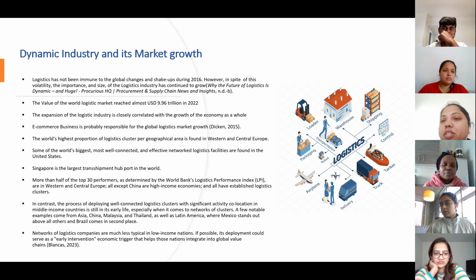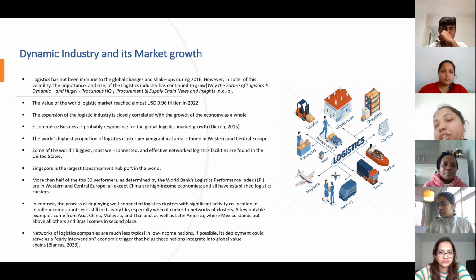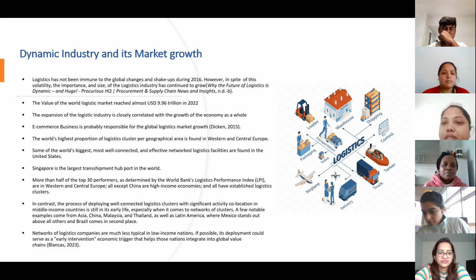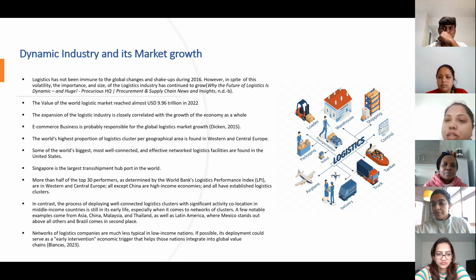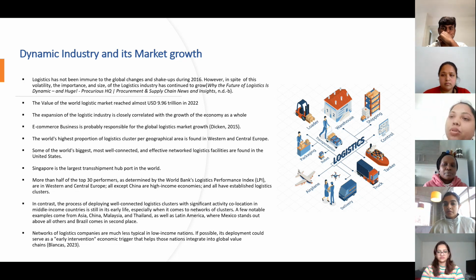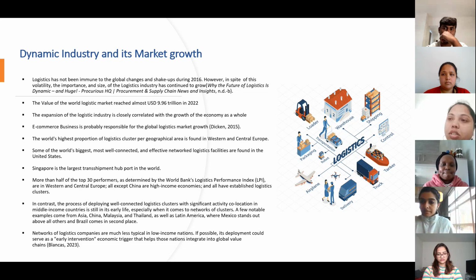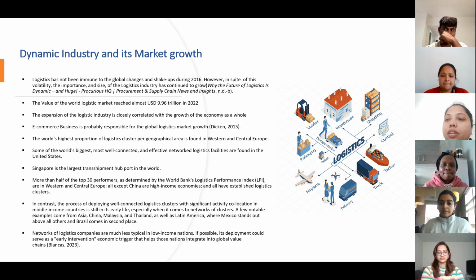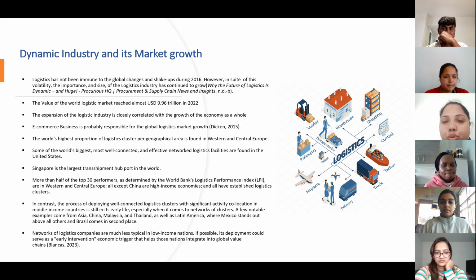I'll be talking about how dynamic the logistic industry is and which nations and regions are growing faster. During 2000, logistic was immune to global changes and shake-ups. However, in spite of this volatility, the importance and size of logistic industry has continued to grow. And the second thing is the world logistic market reached almost USD 9.96 trillion in 2022. The expansion of the logistic industry is closely correlated with the growth of the economy as a whole.